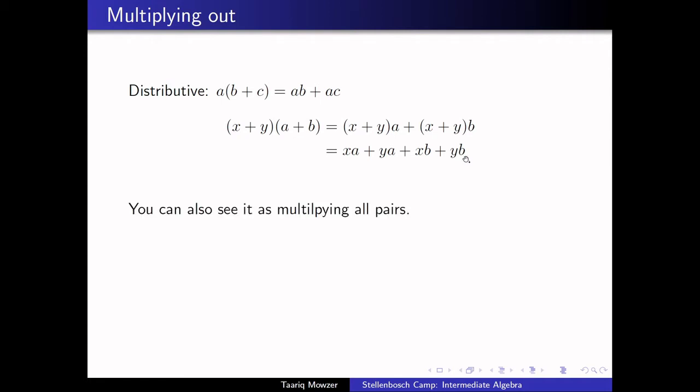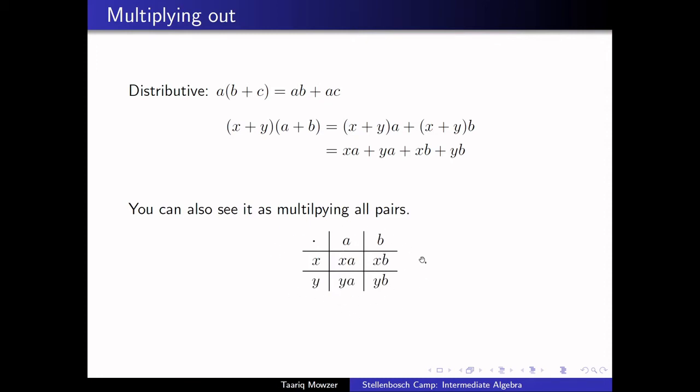You may have noticed that this is basically the exact same as multiplying all pairs. So it's xa, xb, ya, yb. That's all the pairs on opposite sides of the brackets, which we can do with a grid.